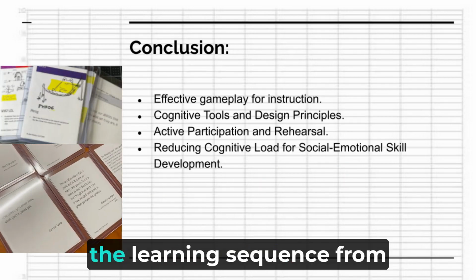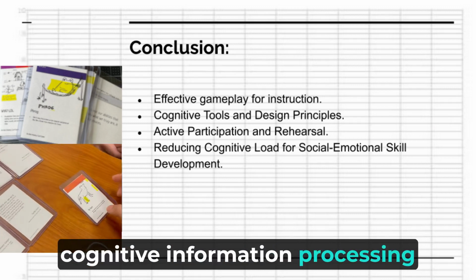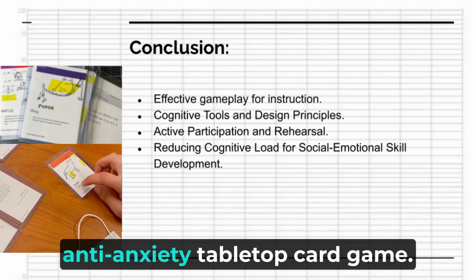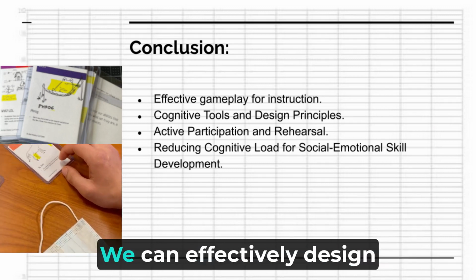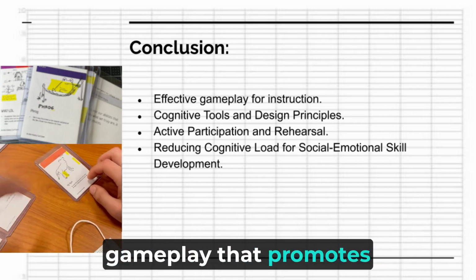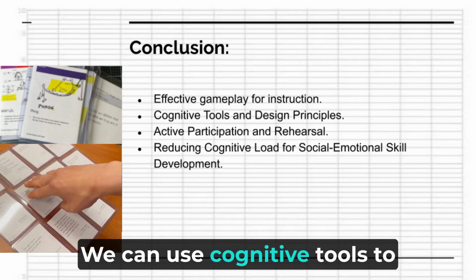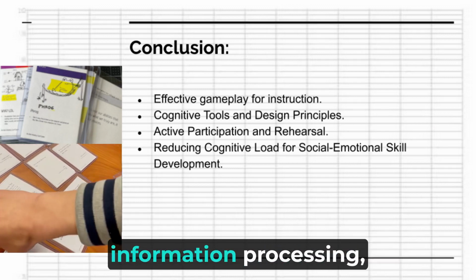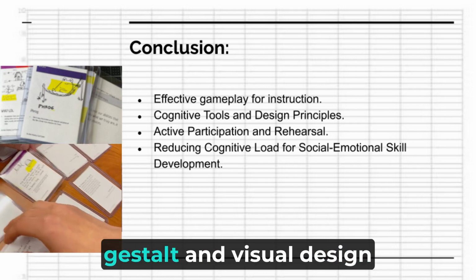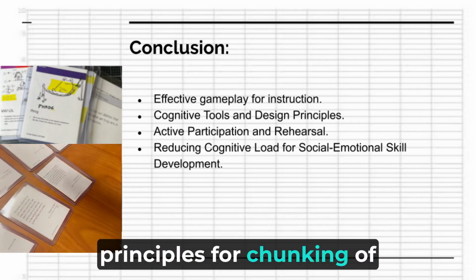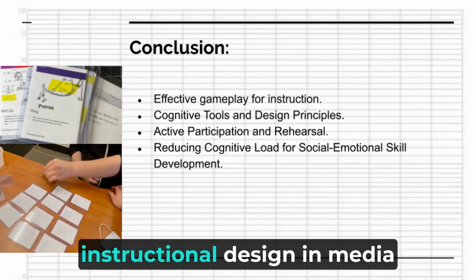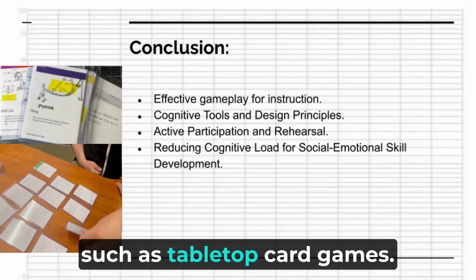In conclusion, the learning sequence from cognitive information processing is crucial for instructing players and designing an anti-anxiety tabletop card game. We can effectively design gameplay that promotes instruction. We can use cognitive tools to make an experience that considers sensory information processing, Gestalt and visual design principles for chunking of information and perception, to create a memorable and effective instructional design in media such as tabletop card games.